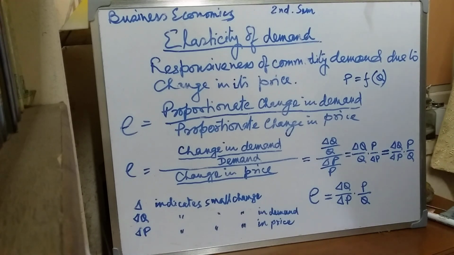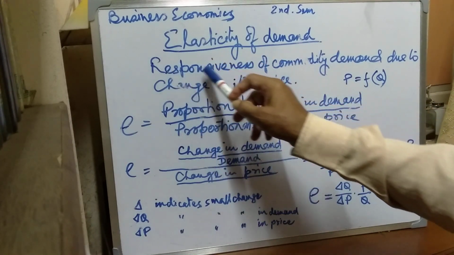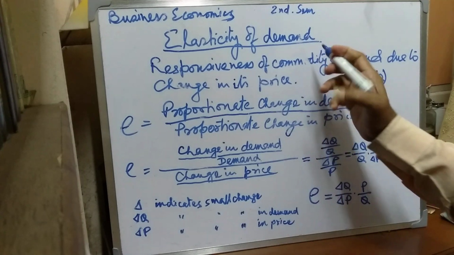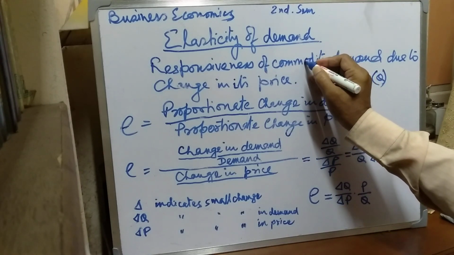In my subject BEA, Group A Business Economics, today I shall discuss elasticity of demand. What is elasticity of demand? Responsiveness of any commodity's demand due to change in its price is called elasticity.